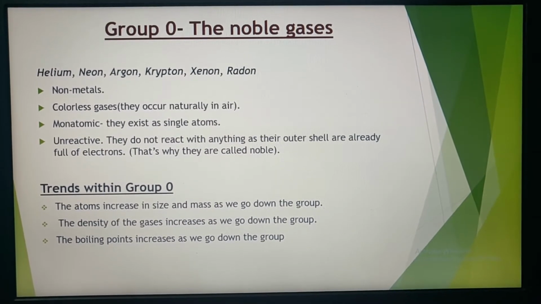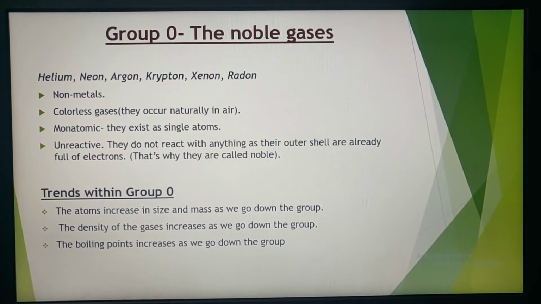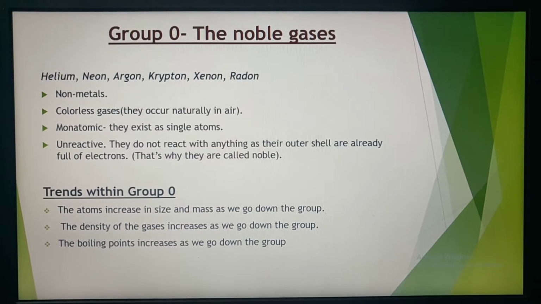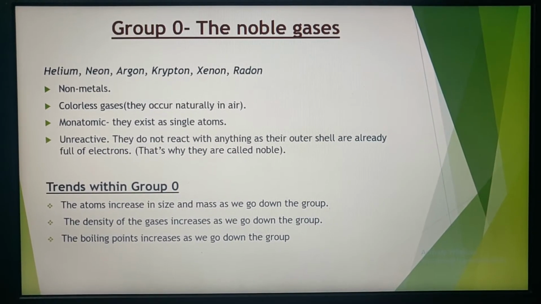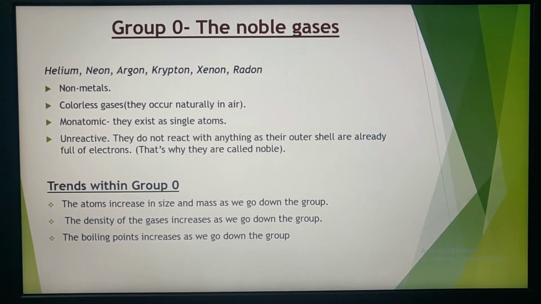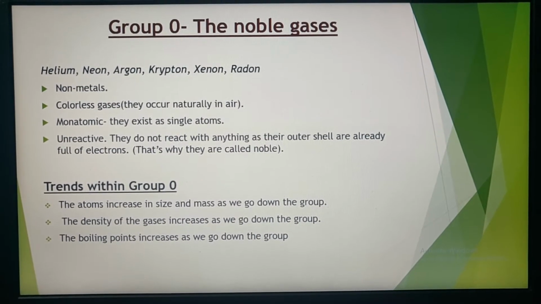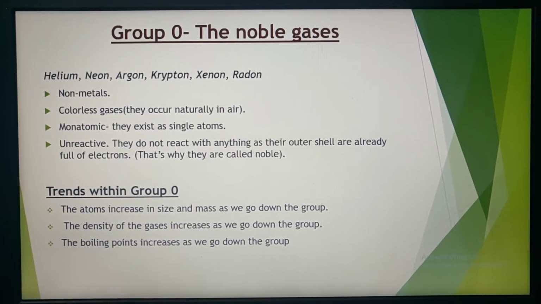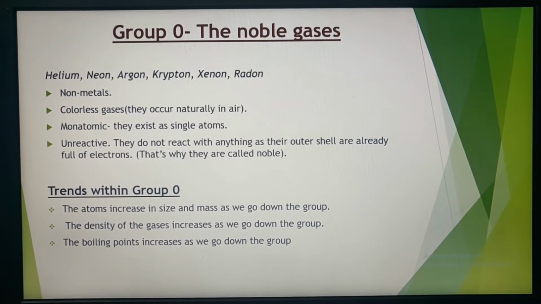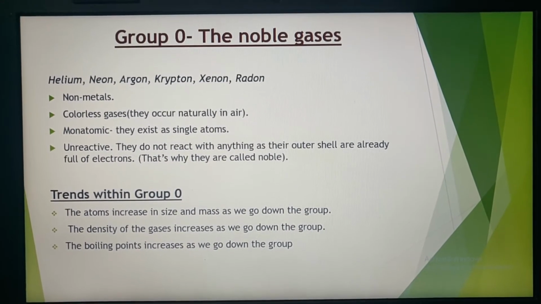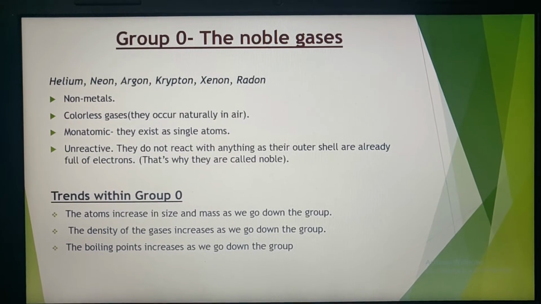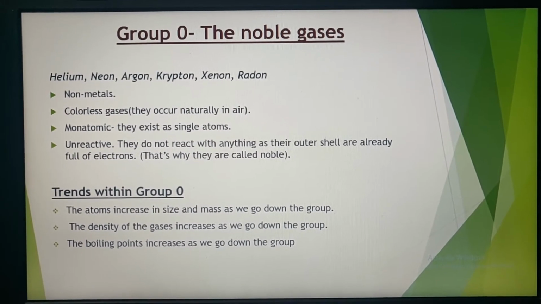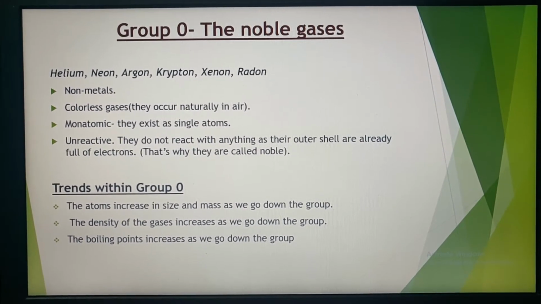Group 0, the last group of the periodic table. These are the non-metals. The non-metallic group known as the noble gases. It contains helium, neon, argon, krypton, xenon, radon. Properties: they are non-metals, they are colorless gases, and they occur naturally in air. Monatomic, they exist as single atoms. Monatomic means they exist as one.